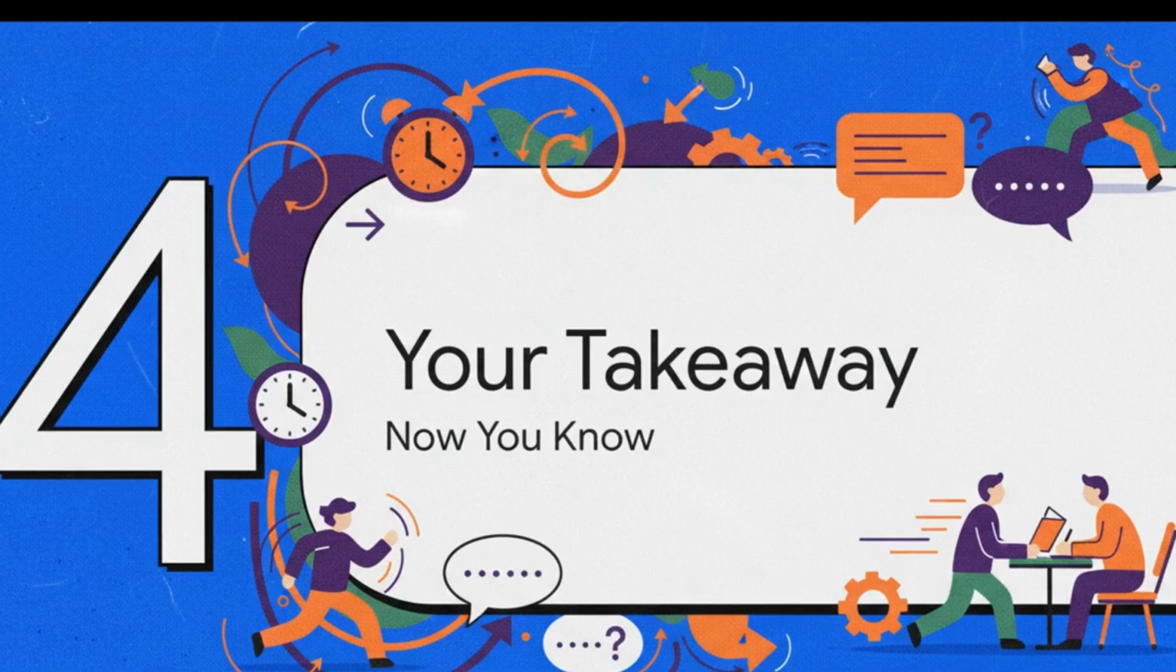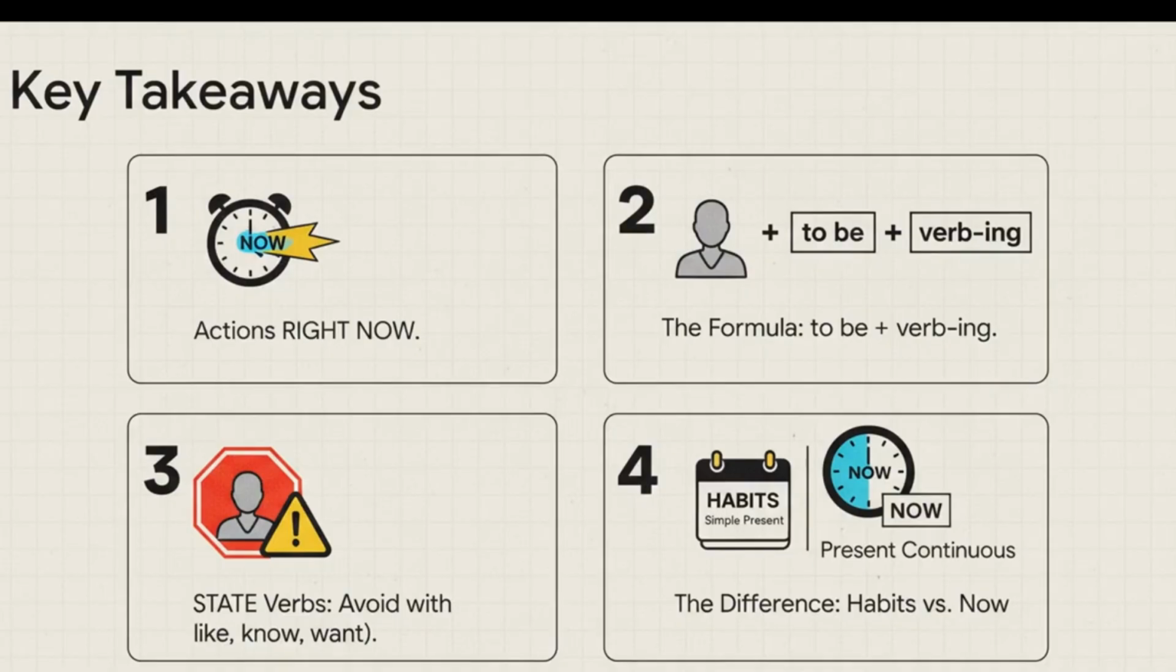Whew, okay. We have covered a ton of ground. So let's boil it all down to the absolute must-know takeaways. This is your Now You Know summary. Okay, here are the 4 things you absolutely need to remember. First, this tense is all about actions happening right now. Second, the magic formula is just to be plus verb-ing. Third, watch out for those state verbs, like know, want. And finally, number 4, the golden rule, continuous is for now, simple present is for habits.